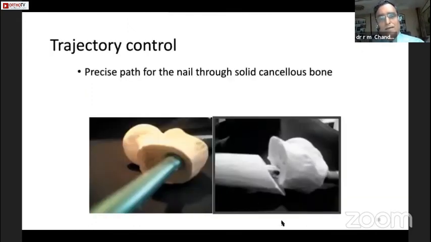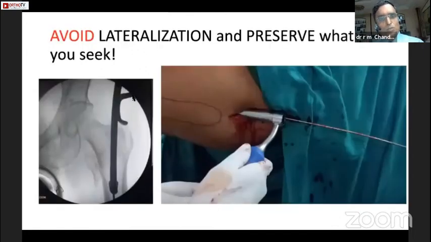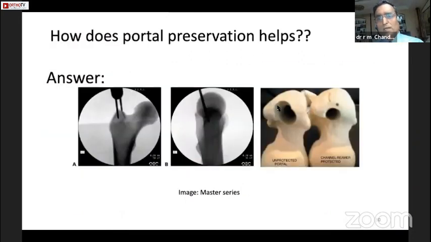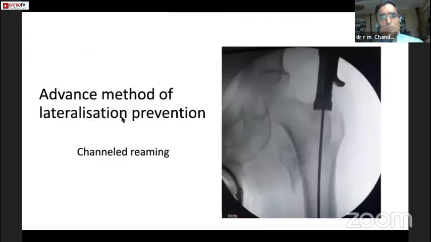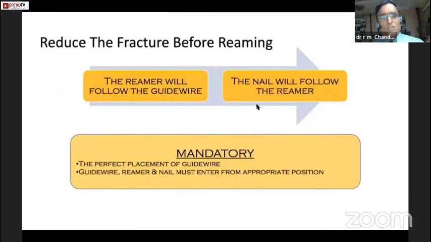Get the reduction right. And then the most important thing is trajectory control. So, a precise path for the nail through solid bone. So trajectory control is very important. And I like to use this bone right angle to keep the reamer pushed in so that we don't lateralize. You can see here the lateral wall implication is there, but if your entry portal is very nice, you can also use a channel reamer, and we don't want to create an entry portal like this as suggested in the master series. We want this part to be the entry point, and this is the channel reamer, which also helps to keep it medially. So this is very important.